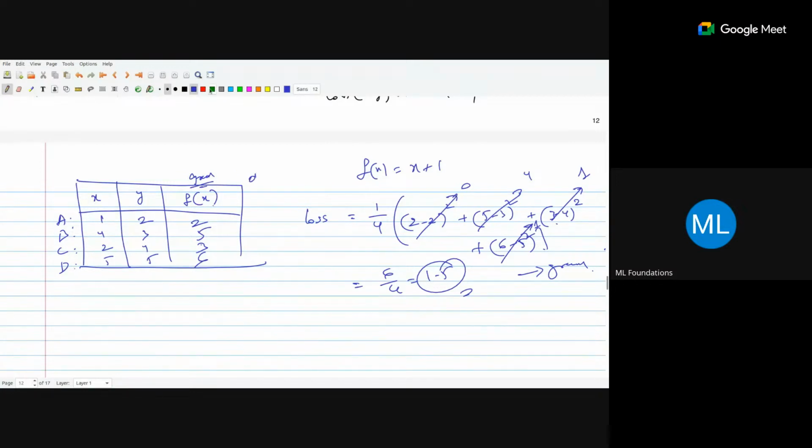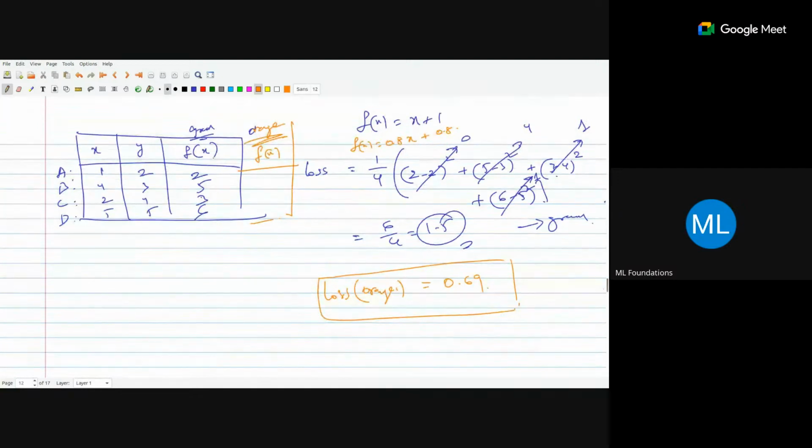And similarly, you just find f of x for the orange line too. So for the orange line, f of x is equal to 0.8x plus 0.8. Loss for orange, you are going to get 0.69. And now between these two, orange and green, I can conclude that orange is the better one.